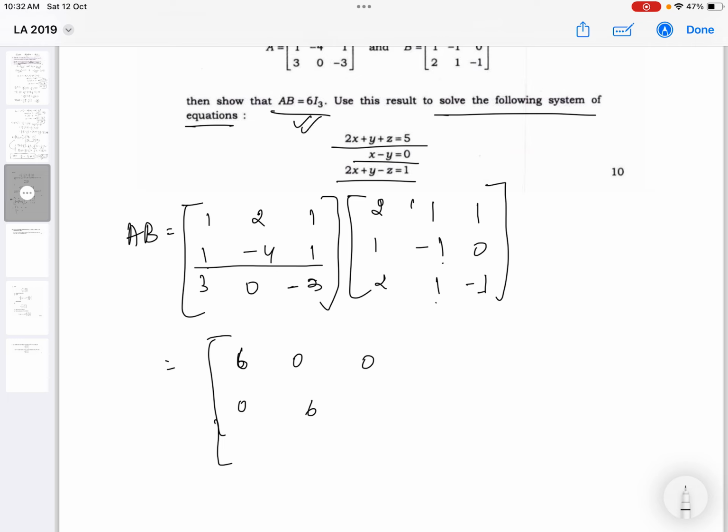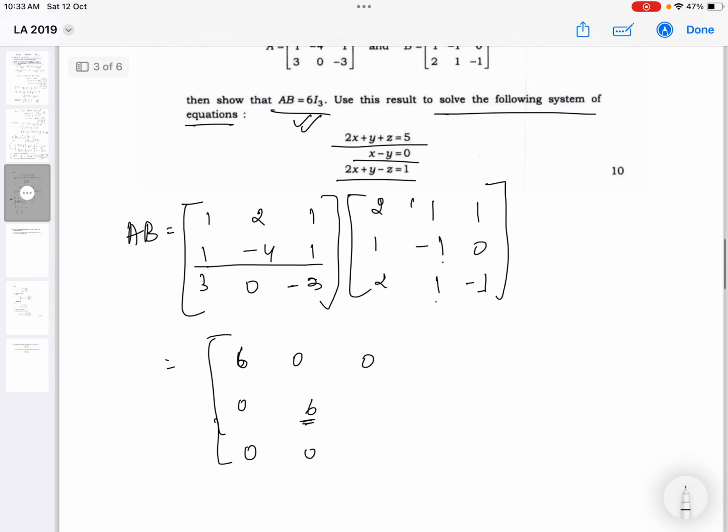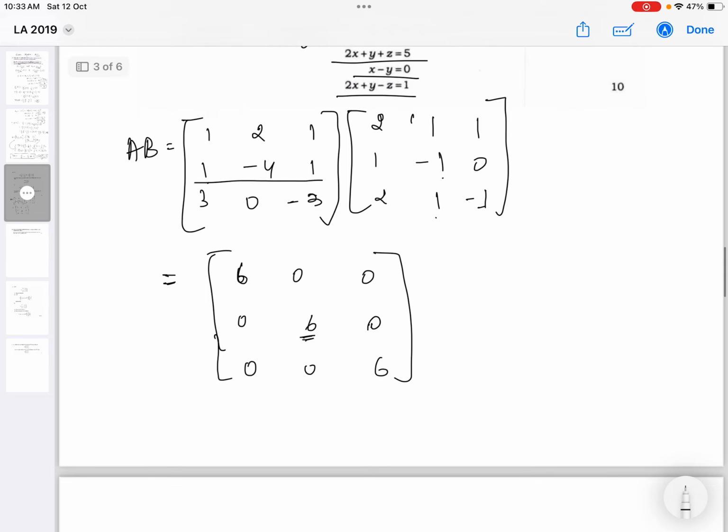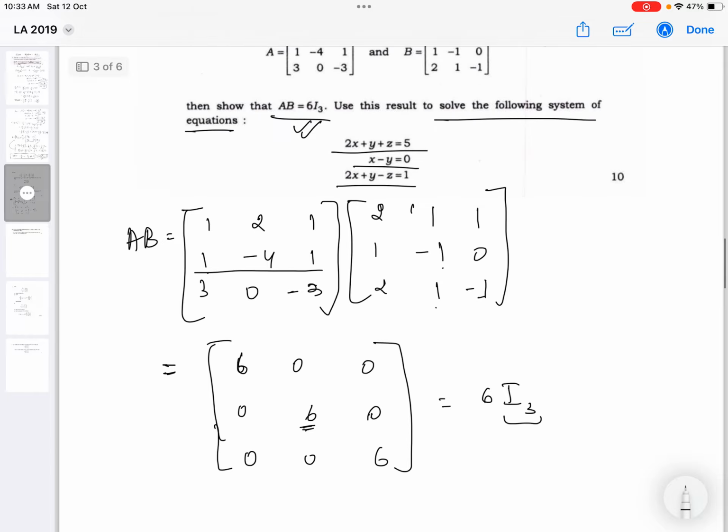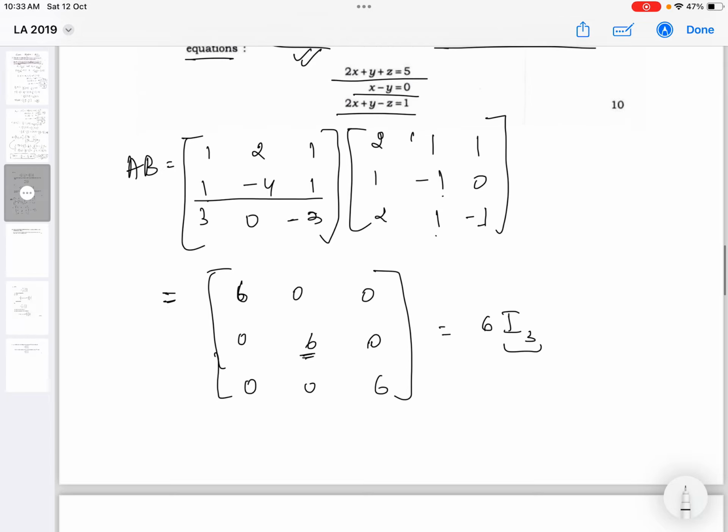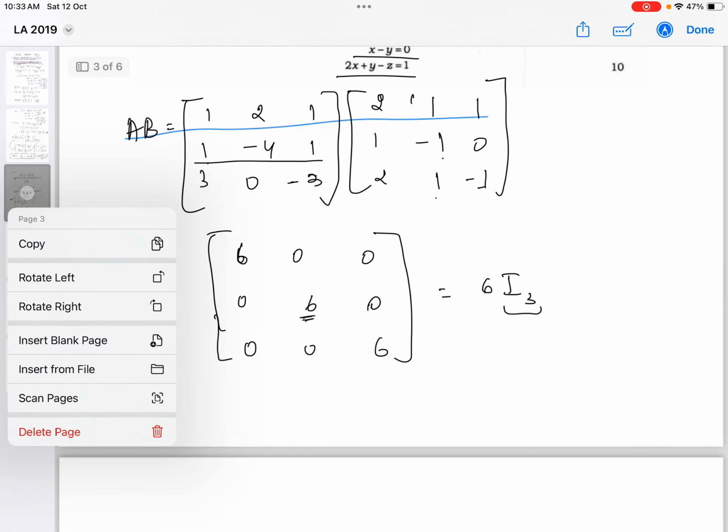क्योंकि हमें प्रूफ करना है AB. अगर ये 7 आ रहा होता तो फिर हमें प्रूफ नहीं कर पाते. That's why it must come 6. अदरवाइज ये सारा 0 आना पड़ेगा. Hence this is 6I3, basically identity matrix of order 3 cross 3. So hence we got what we need to prove.